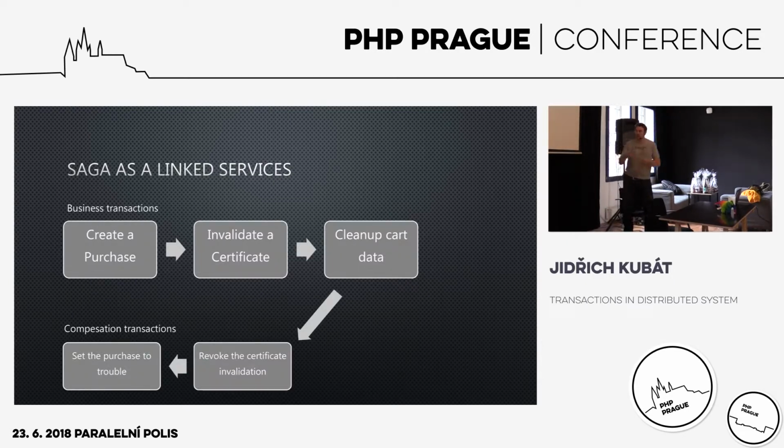SAGA can be implemented in two ways. The first way is linked services. We can use some services that already exist in our system. This is our business transaction: we have one microservice that creates a purchase, and after that it calls another microservice that invalidates a certificate, and that calls another service that cleans up card data, for example.